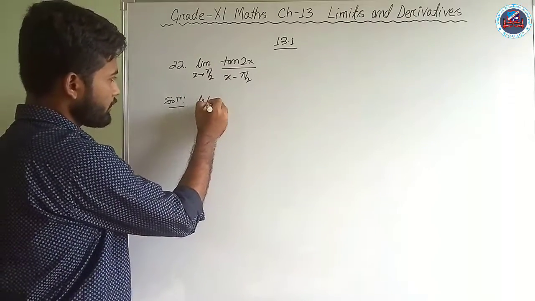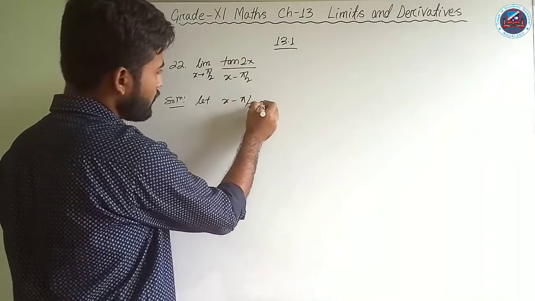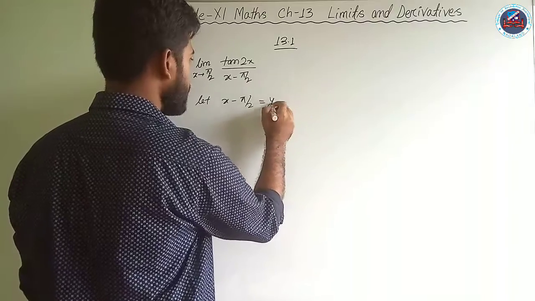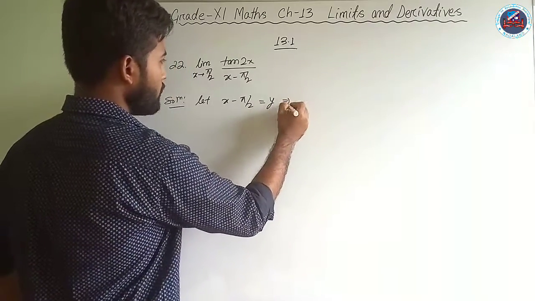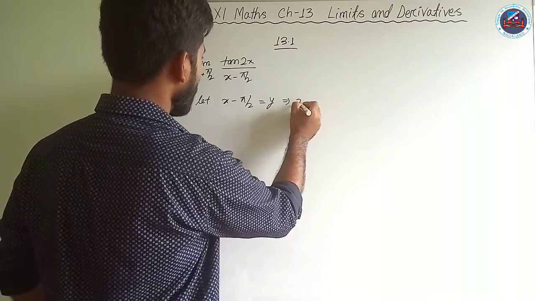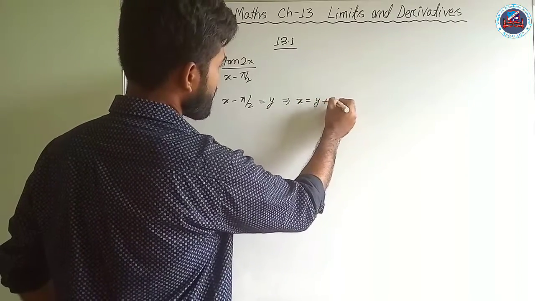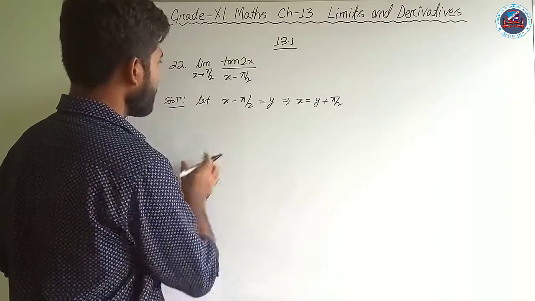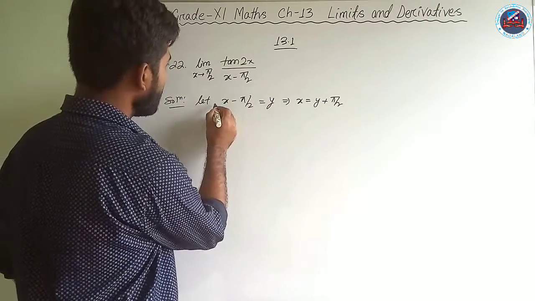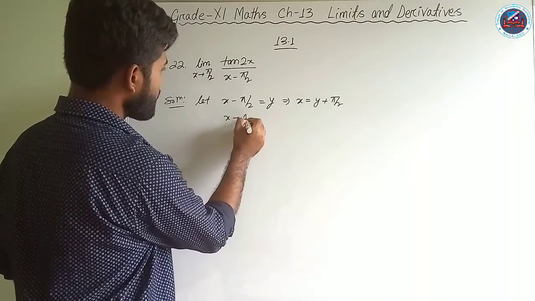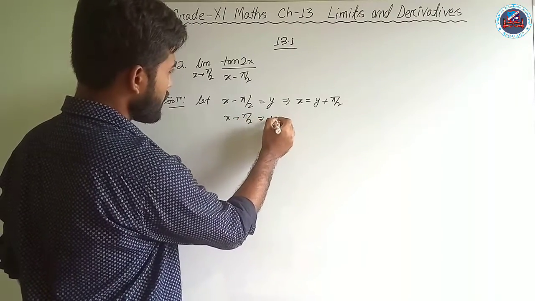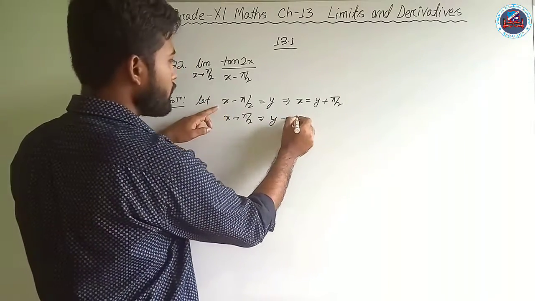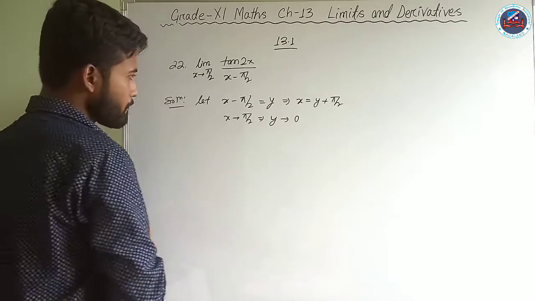So for that, let us take x minus pi by 2 is equal to t, okay, or y, anything. Therefore, what can we write? x is equal to y plus pi by 2, or x is equal to pi by 2 plus y, same thing. Now what about the limit? Since x is tending towards pi by 2, this implies y will tend towards what? So if in place of x we have pi by 2, y will be tending to 0.